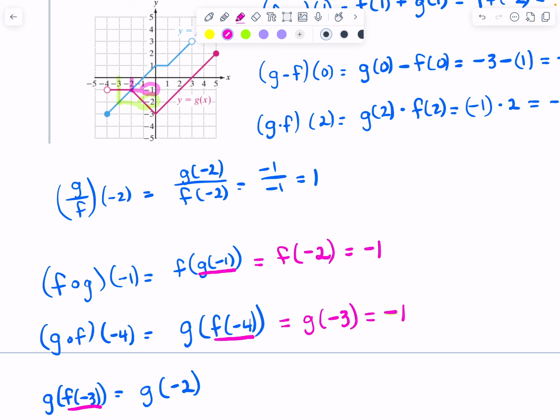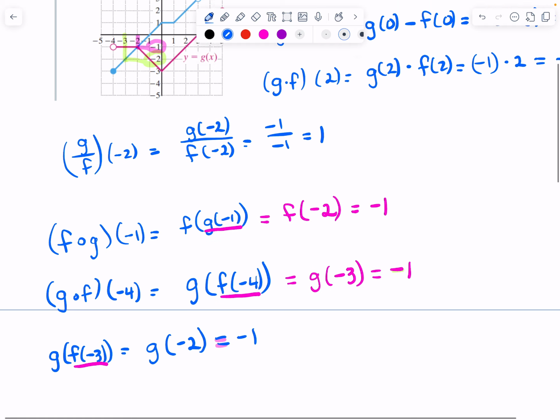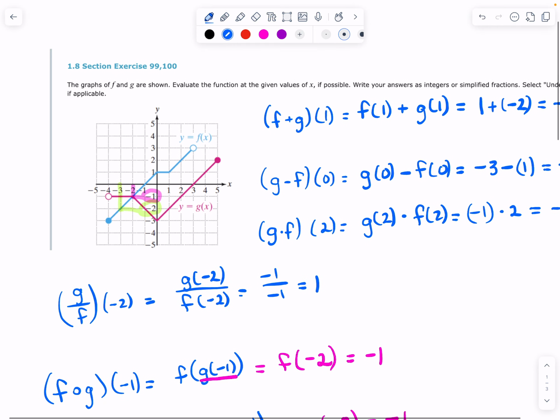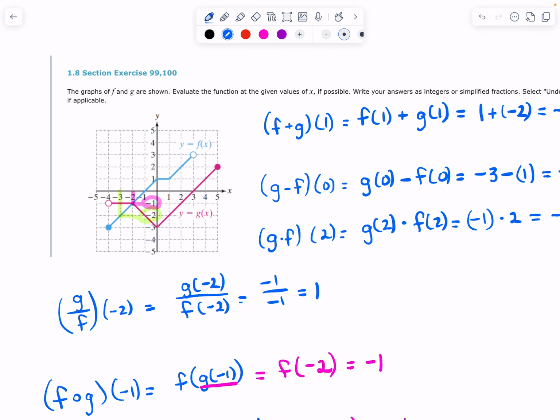And that's -1. So g of -2 is -1. So the function f evaluated at -3 was -2, and then g evaluated at that value, g evaluated at -2 was -1. If you have any additional questions on this problem, or if anything needs to be clarified, please let me know.